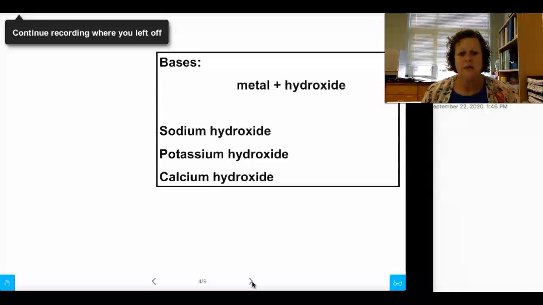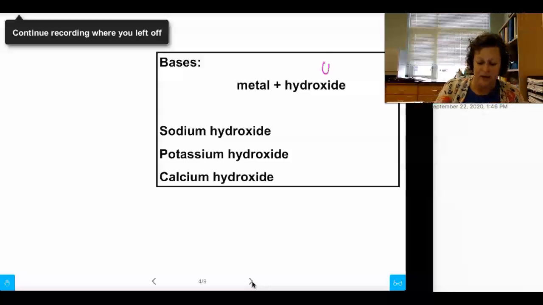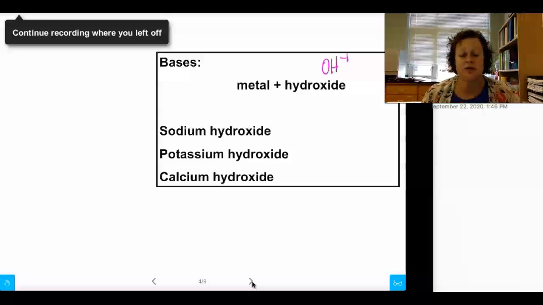All right. So we also have bases. So what's the difference between an acid and a base? An acid is at the bottom of the pH scale and a base is at the top of the pH scale. An acid has H at the beginning of its name, well, bases have hydroxide. And if you remember from polyatomics, hydroxide is a polyatomic ion. It is OH. It has a -1 oxidation charge.